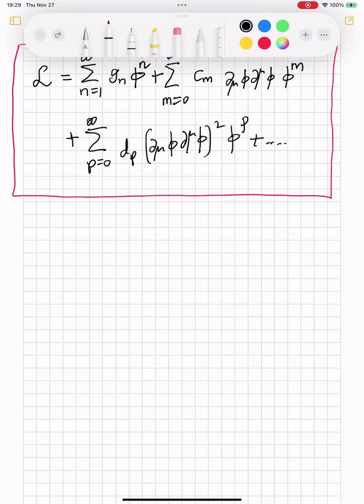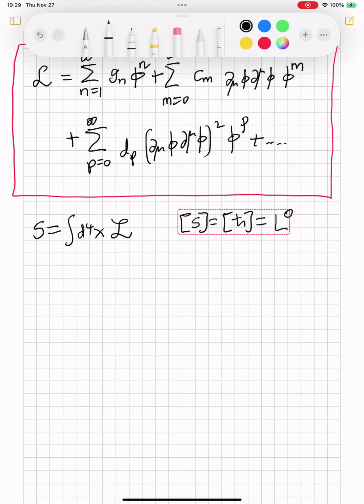So you know that the action is an integral d4x of the Lagrangian density. You also know that the action has the dimensions of h bar. So I hope you've all checked that. You should have checked that. We've used that a lot. And this is length to the naught, dimensionless in the units that we're using.